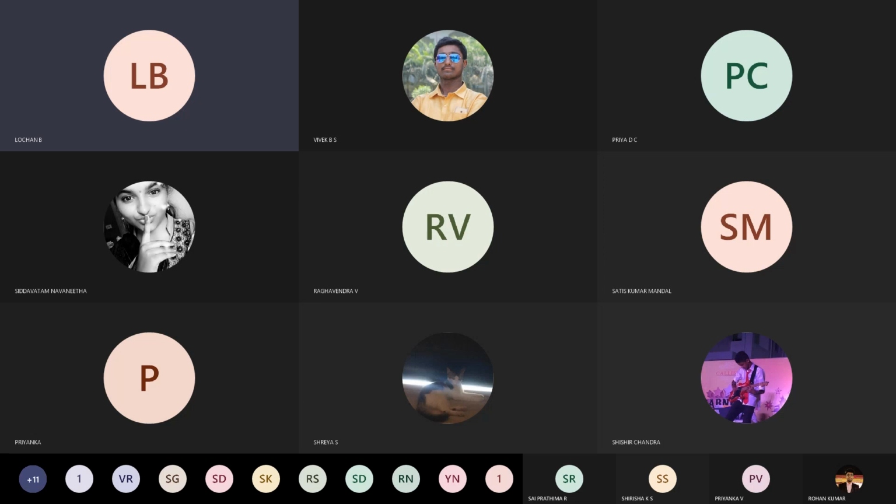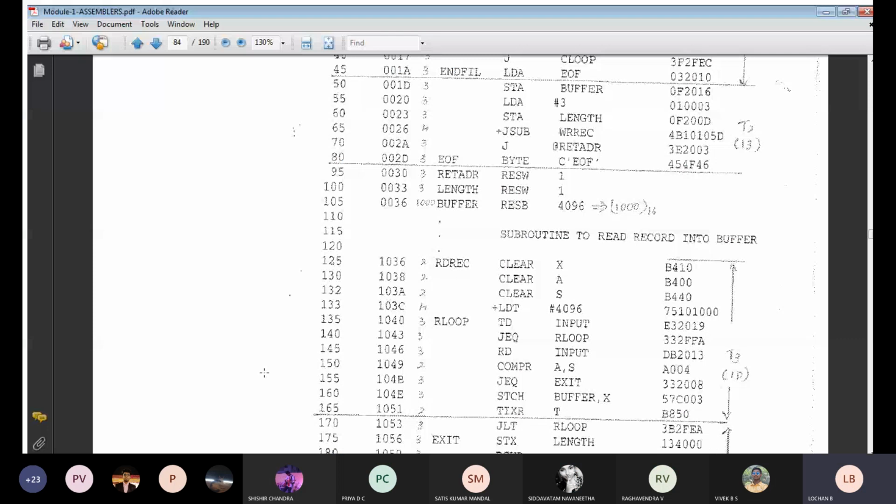So what I want to say is, if you see line number 105, you got the address 0036. After that, we will be jumping to the next instruction, that is nothing but your subroutine to read the record into the buffer. I'll repeat once again: subroutine to read the record into buffer. So what value do I need to add? That comes to your mind: 4096. If you convert that 4096, you will get hexadecimal, which means I am going to get 1000.